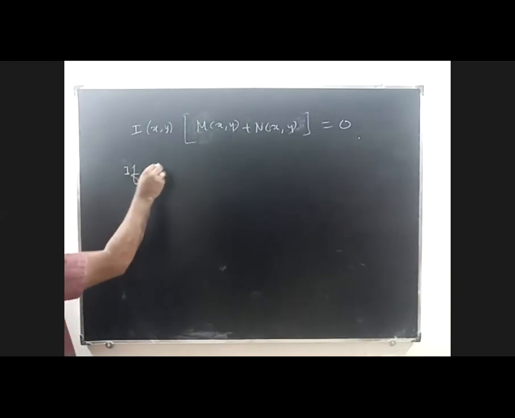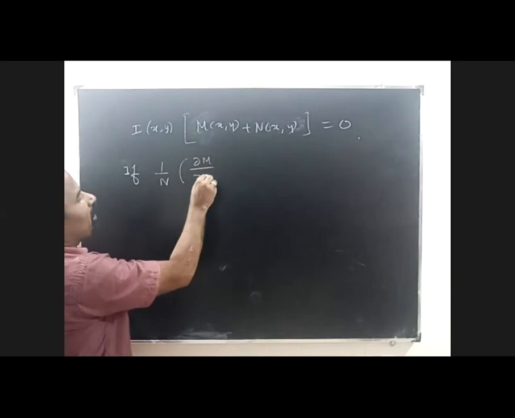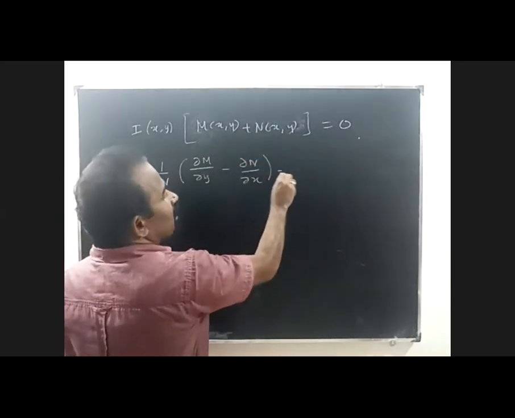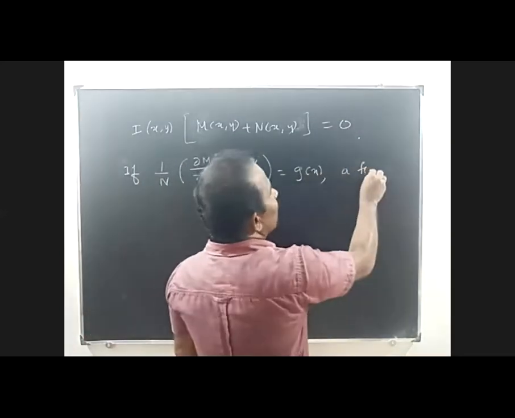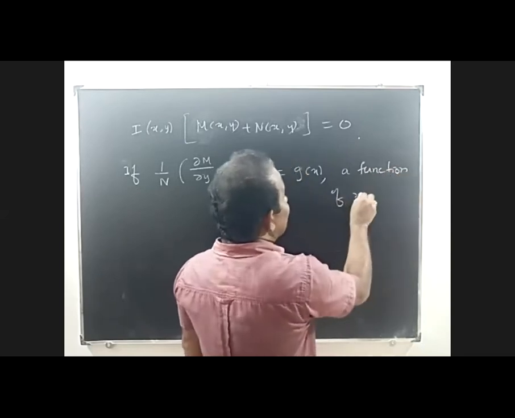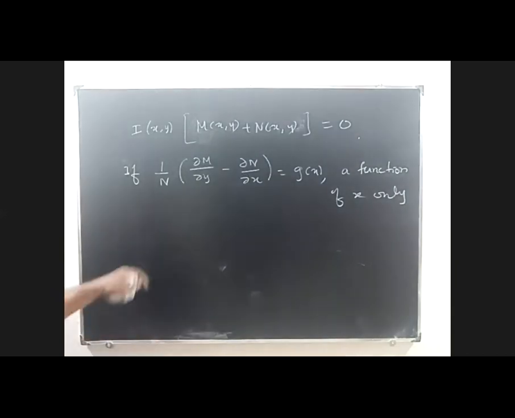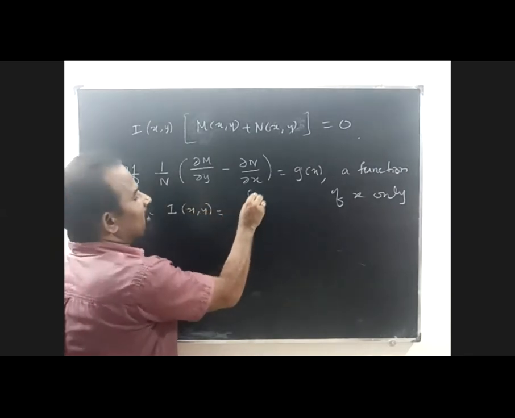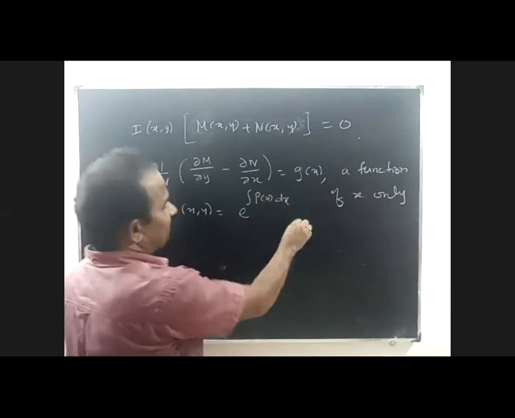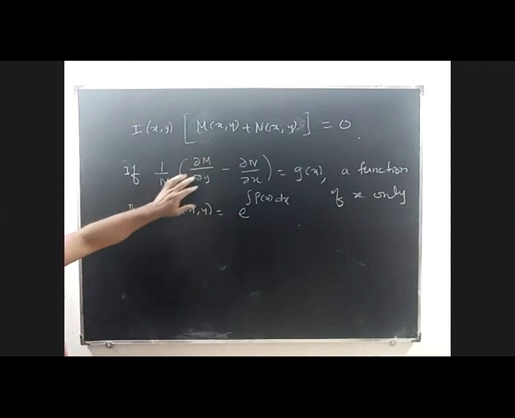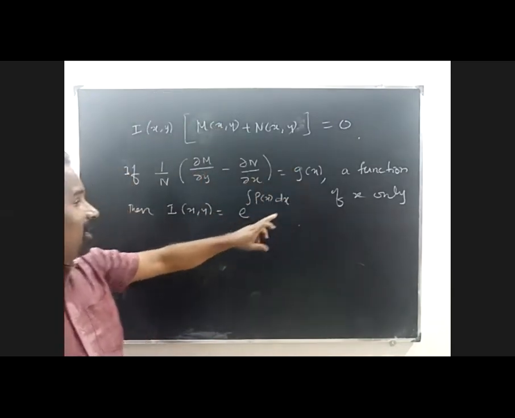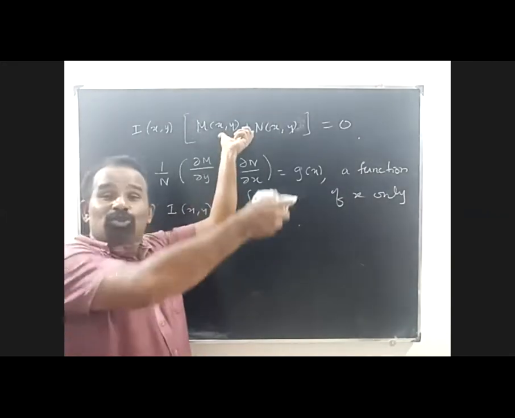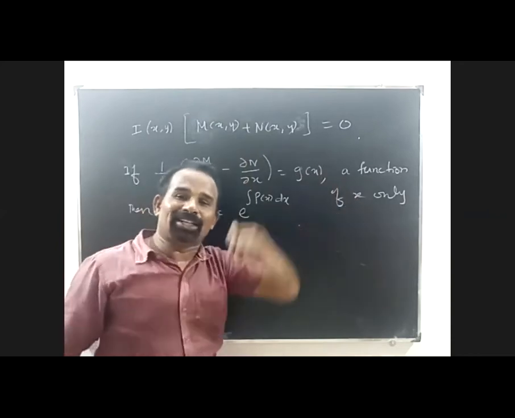If 1 by N into dou M by dou y minus dou N by dou x equals g of x, a function of x only, then the integrating factor is e power integral p of x dx. If you multiply by 1 by N and get g of x, a function of x alone, then you have to multiply by this integrating factor. That equation becomes an exact differential equation.